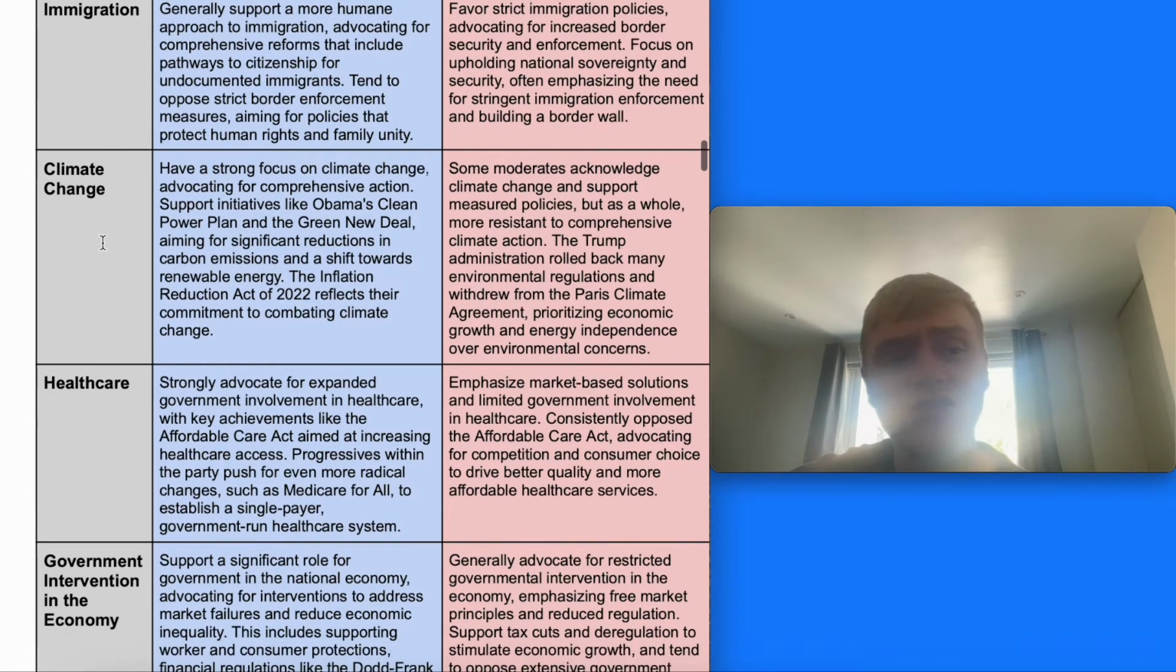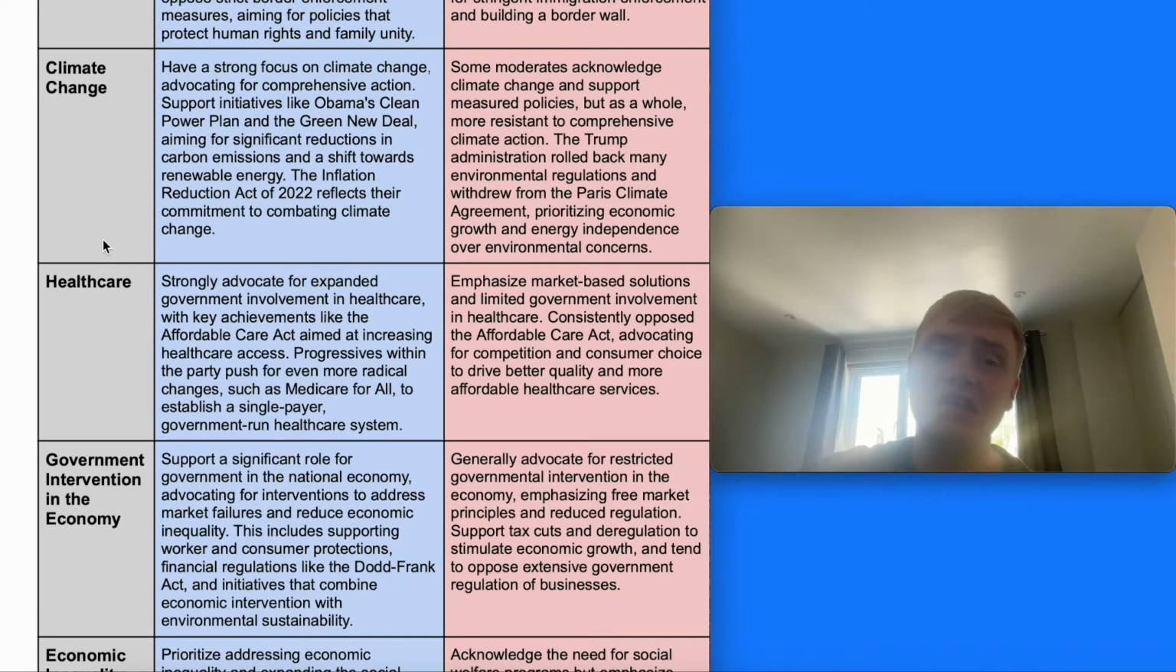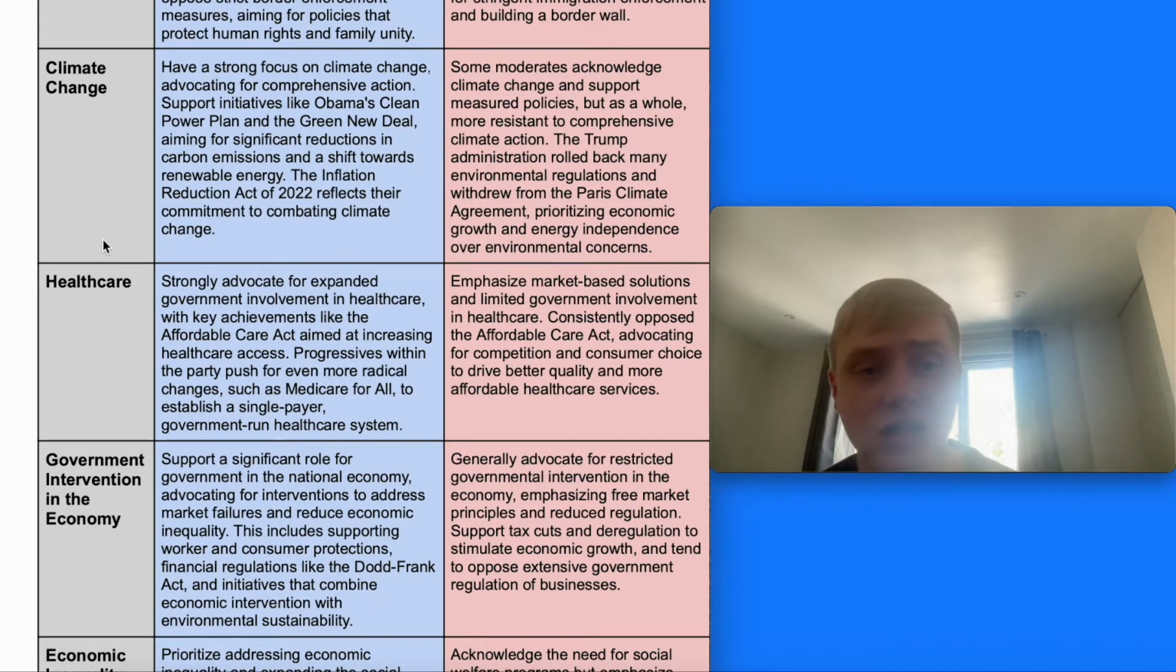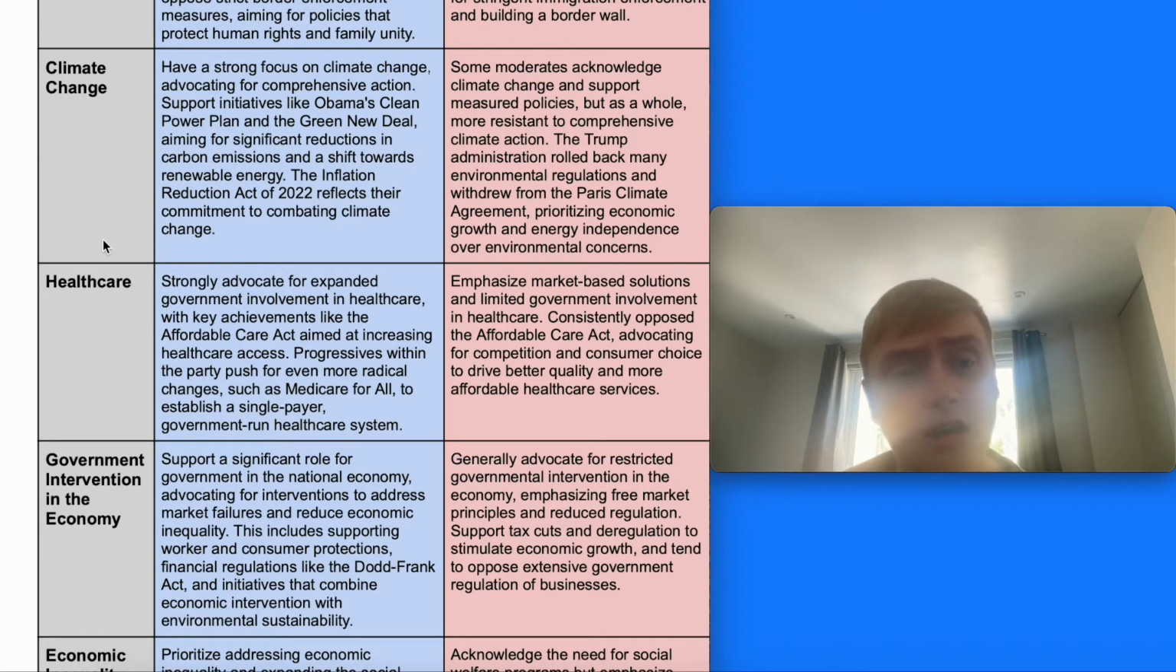In terms of climate change, Democrats have a strong focus on climate change, advocating for comprehensive action. They support issues like Obama's Clean Power Plan and the Green New Deal, aiming for significant reductions in carbon emissions and a shift towards renewable energy. And the Inflation Reduction Act reflects their commitment to combating climate change.